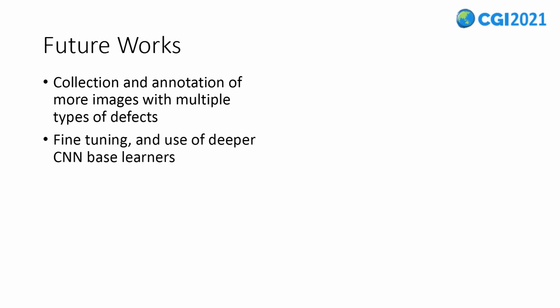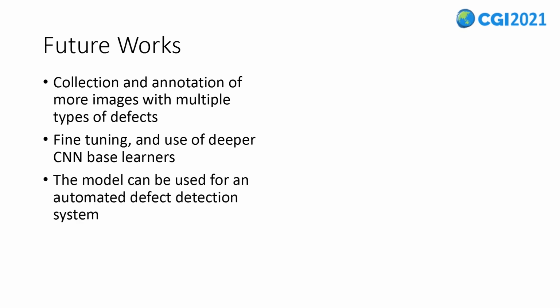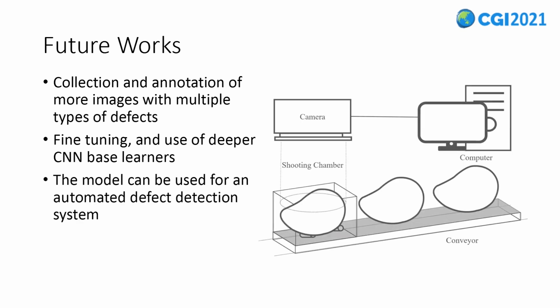We plan to collect and annotate more images from multiple defect classes in the future, as well as train a multi-class defect detection model. Additional tuning of the FRCNN and faster RCNN may be done, as well as the improvement of feature extraction using deeper CNN architectures. The development of a real-time and accurate defect detection model could be used as a part of an automated framework.